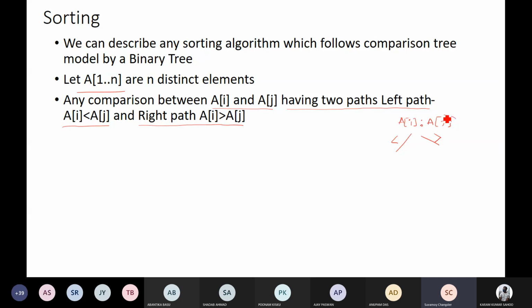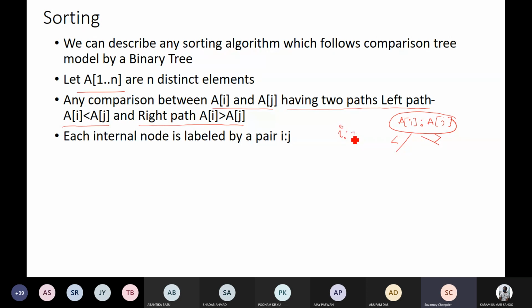So the internal node represents the comparison between two elements ai and aj, and this is represented only by the pair ij. So if I write ij, it represents that ai is being compared with aj, and if ai is less than aj, we will go to the left side. If ai is greater than aj, we will go to the right side. In this way we will compare all these, and we will find the correct permutation.